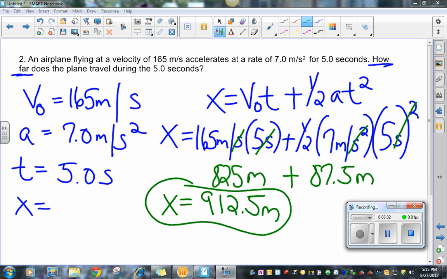So 25 times 7, half of that is 87.5. Add those two numbers up, and the distance or displacement the plane travels in that 5 seconds is 912.5 meters. So you listed your variables, knowns and unknowns. You wrote down the formula, showed all your work, and then circled your answer with the units. All right, so make sure you're checking these to make sure you're correct.